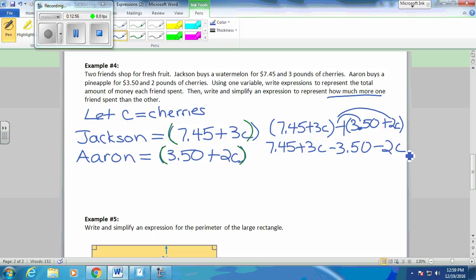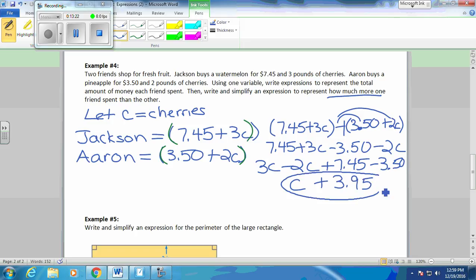Then you can put their like terms next to each other, so I'm going to bring the 3C down and the minus 2C, and then the positive $7.45 and the negative $3.50. 3C minus 2C is just C or 1C. It doesn't matter which one you want to write that as. And then $7.45 minus $3.50 is going to be positive $3.95. So this expression represents how much more Jackson bought than Aaron.